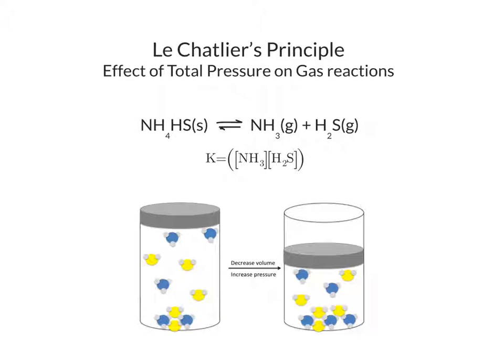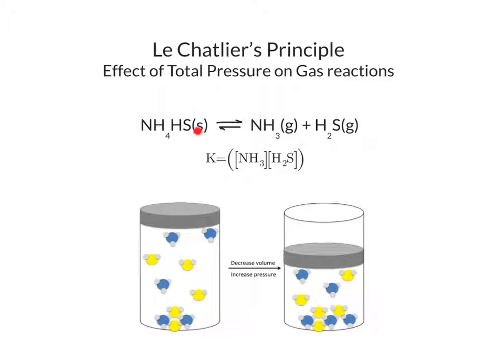When I have a reaction that either uses or produces gases, such as the one here where ammonium bisulfide decomposes to form ammonia gas and H2S gas, the overall position of equilibrium will be affected by the total pressure under which this reaction is run. So let's see how that works.